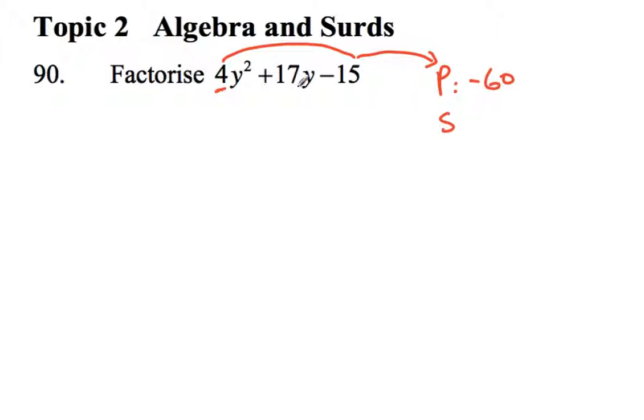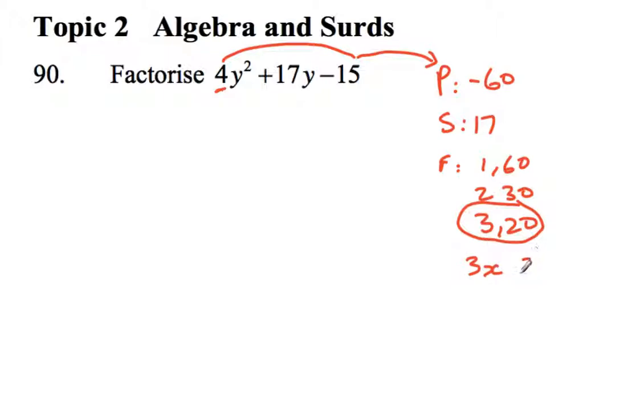Our sum is still going to be 17, and our factors of 60 are going to be 1 and 60, 2 and 30, 3 and 20 looks pretty good there, because we'll be able to make that into 17 quite nicely. Now what we're going to do here, we're going to call this 3y and 20y, because I'm going to split this middle term up. I'm going to write down 4y squared, which was just that first term.